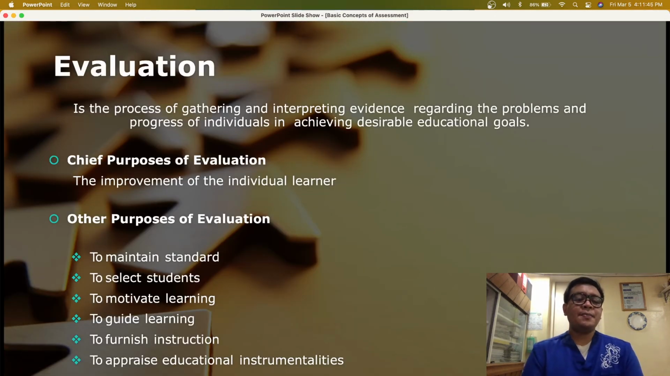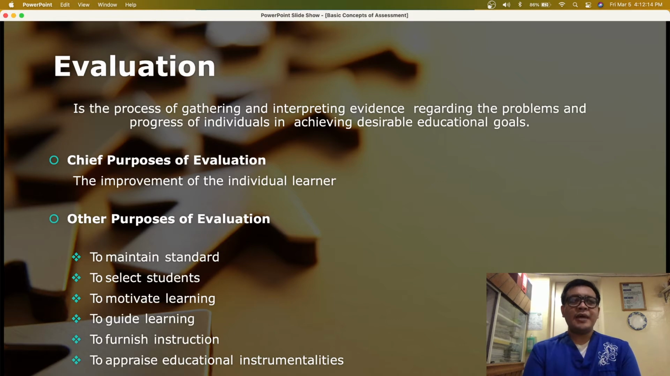Evaluation is a process of gathering and interpreting evidences regarding the problem and progress of individuals in achieving desirable educational goals. So evaluation would always come with assessment. There will be no evaluation that will be done if you will not be able to undergo assessment. So these two would always come together. One of the chief purposes of evaluation is the improvement of the individual learner.